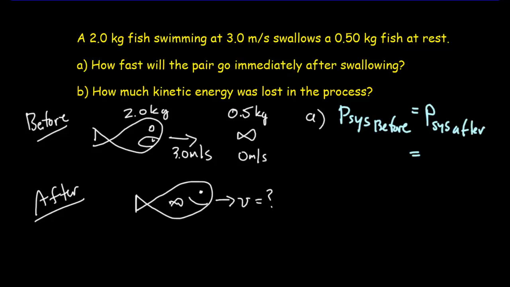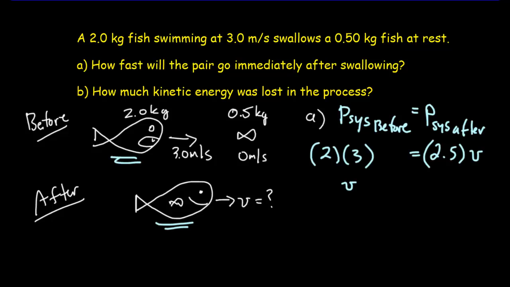Okay, so the momentum of the system before has to equal the momentum of the system afterwards. And before, it's the big fish that's got all the momentum. He's got a mass of 2 times a speed of 3. So he's got 6 units of momentum. And then afterwards, here's the after scenario, we've got a grand total mass of 2 plus 0.5, 2.5 kilograms, moving at some speed v. That allows us to solve for v. It's going to equal 5 divided by 2.5, and the original numbers were given to 2 significant figures, so I'll give my answer to 2 significant figures, and it is going to be 2.4 meters per second.